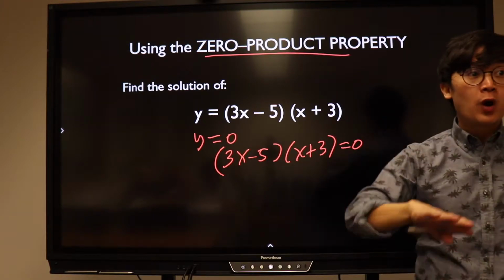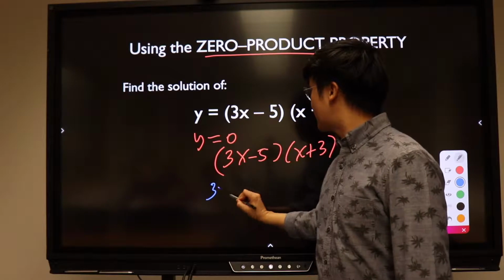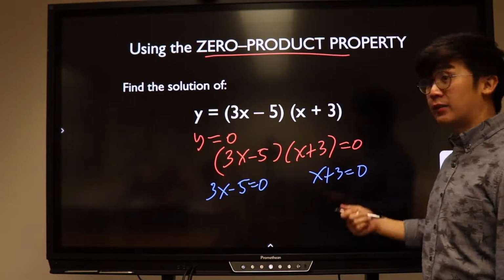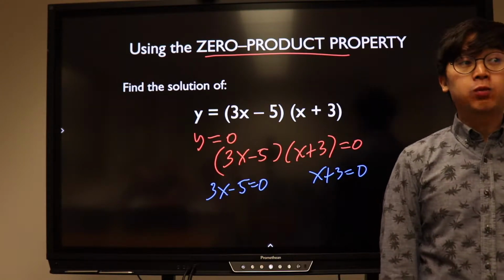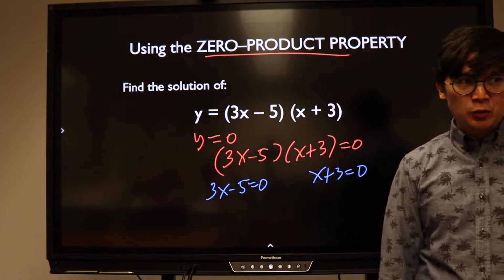By doing so, you can split it into 3x minus 5 equals 0 and x plus 3 is equal to 0. This is the zero product property. And then we'll solve for x, and now we'll find the solution.